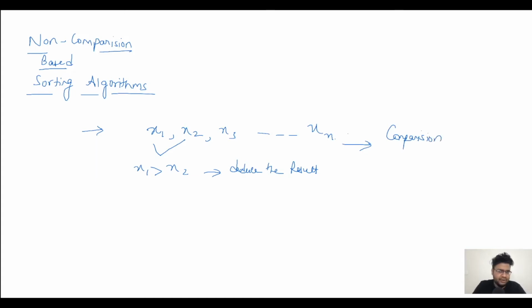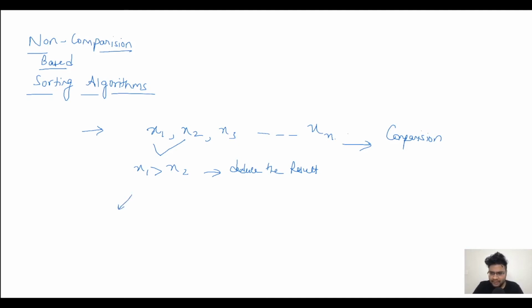Now comes non-comparison based sorting algorithm, wherein instead of comparing any two numbers, we come up with some different criterias, right? What are these criteria? We will see in the upcoming videos. But here, instead of actually comparing two different numbers, we come up with a different criteria and then sort the numbers, right? So in general, in non-comparison based sorting algorithms, we have three different algorithms which we plan to discuss.